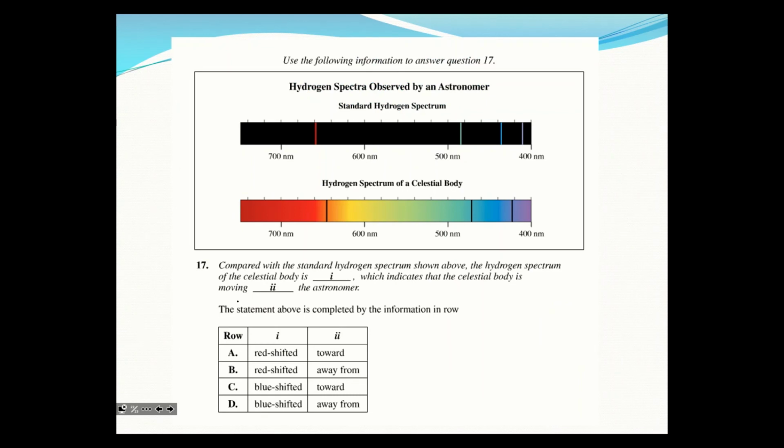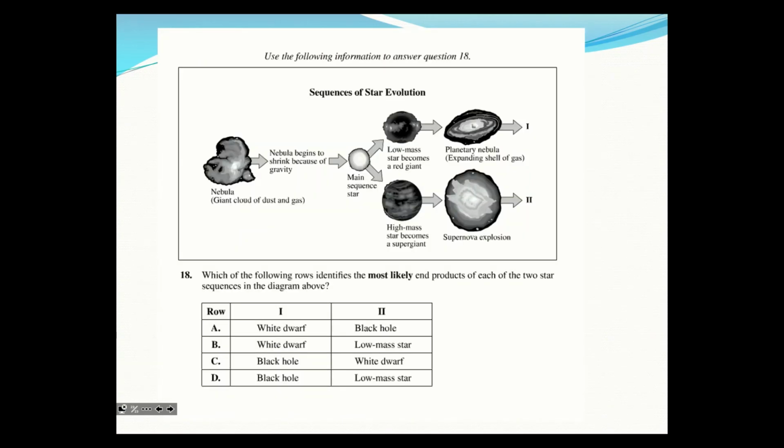And then 17, compared with the standard hydrogen spectrum shown above, the hydrogen spectrum of a celestial body is red-shifted or blue-shifted. So for this one, this is a standard hydrogen spectrum, and this is a celestial body, so it looks like these lines are moved over here, which is the blue end of the spectrum, so they look like they're blue-shifted, which means it's moving toward an astronomer, C.